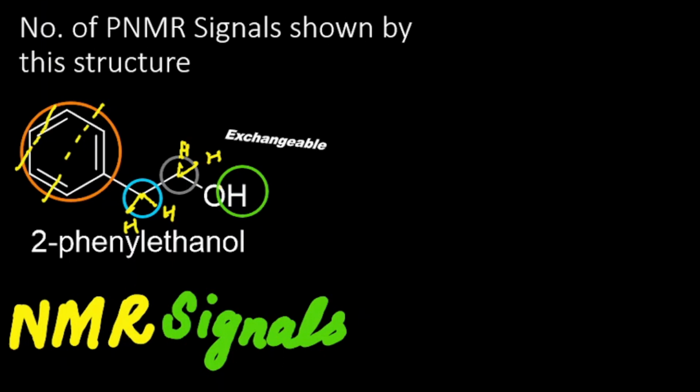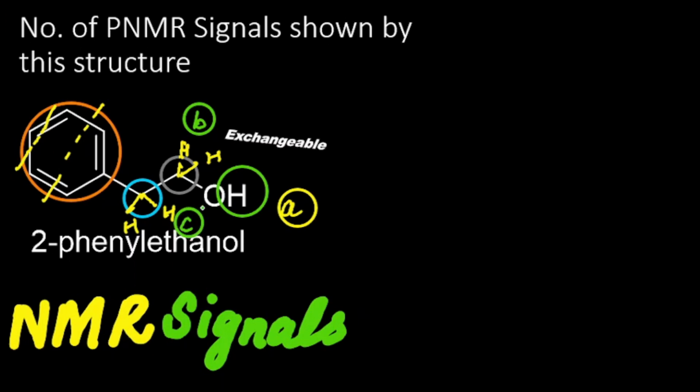Acha, this one hydrogen is exchangeable. This will give you one kind of signal. And these two hydrogens will give you the second type of signal. Both are HB. And these two hydrogens will give you the third kind of signal.